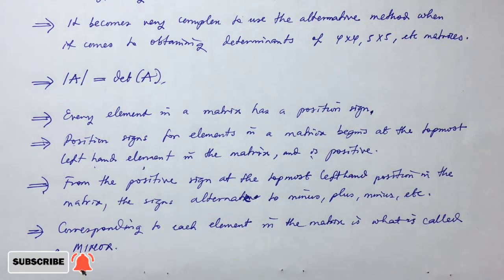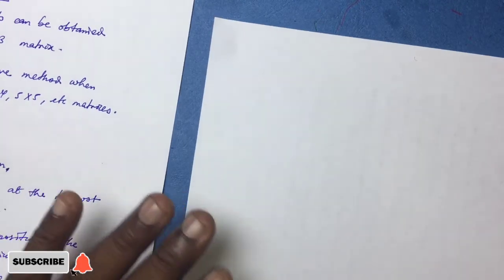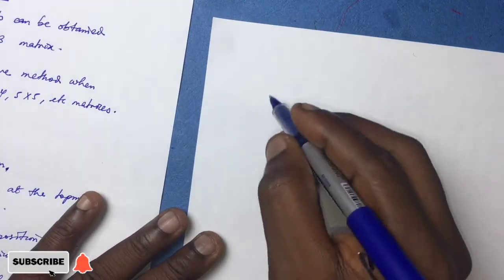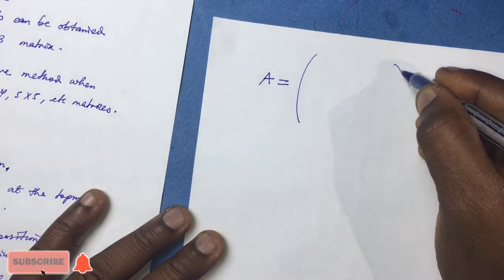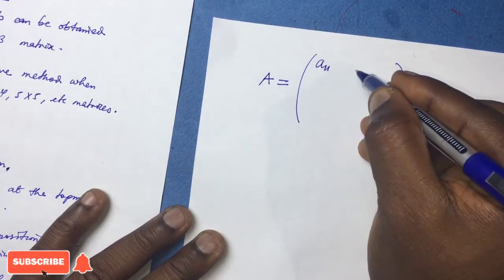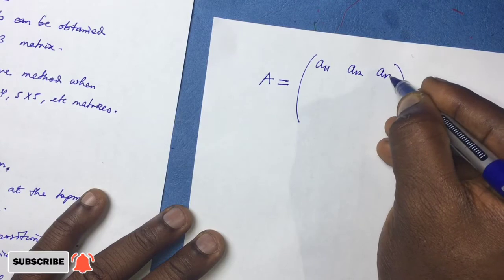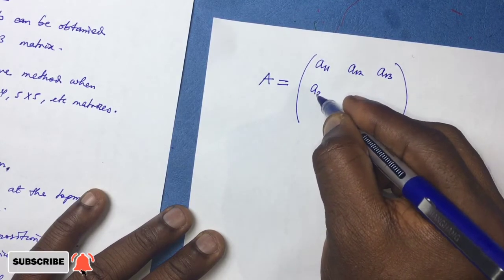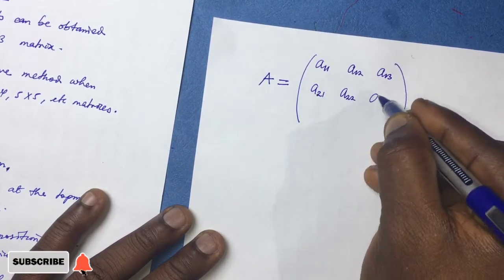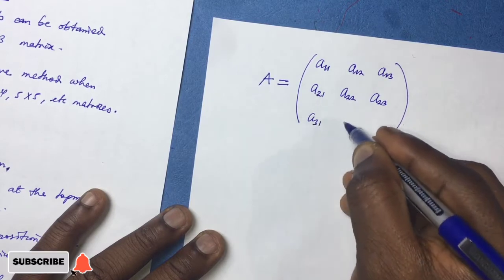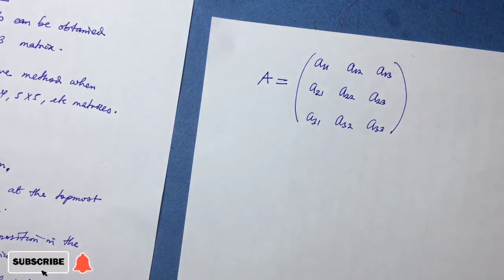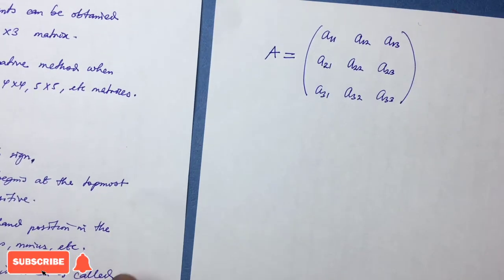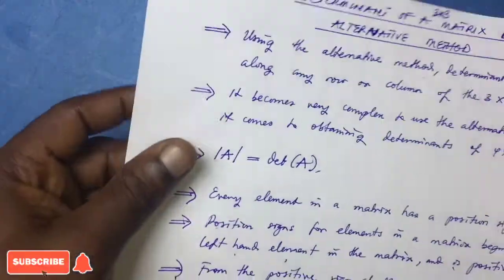Let me come over here. Okay? So, this is what we mean. If I have a matrix A that is 3 by 3, let me put this: A11, A12, A13, A21, A22, A23, A31, A32, A33. Okay? Now, I want to interpret what I have said earlier on. Now, let's start with this.